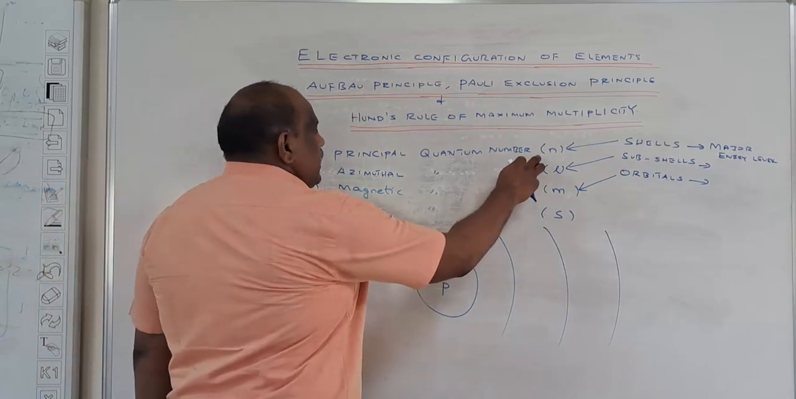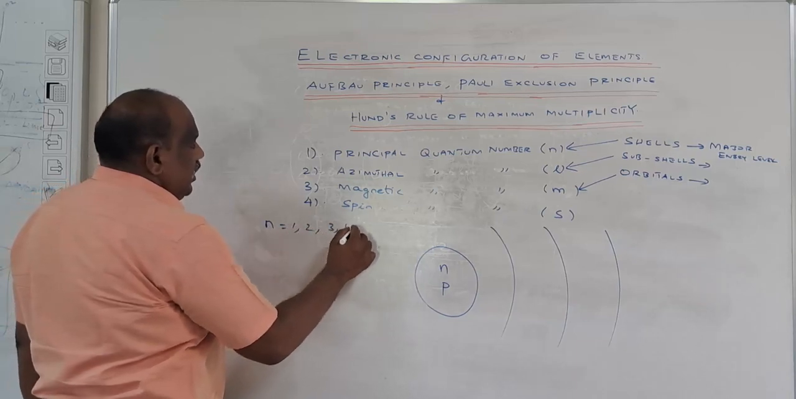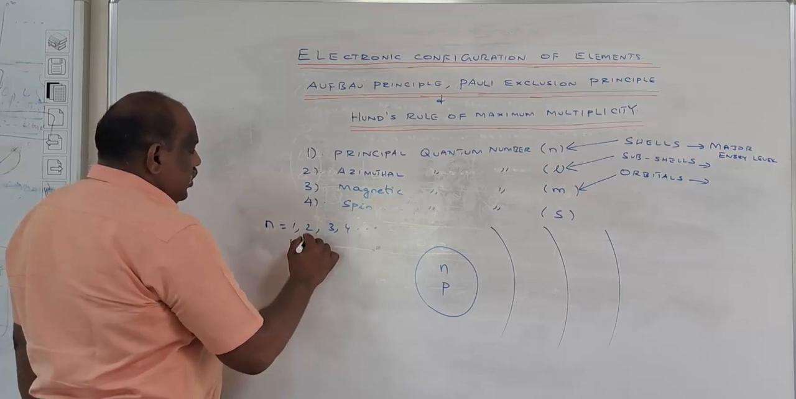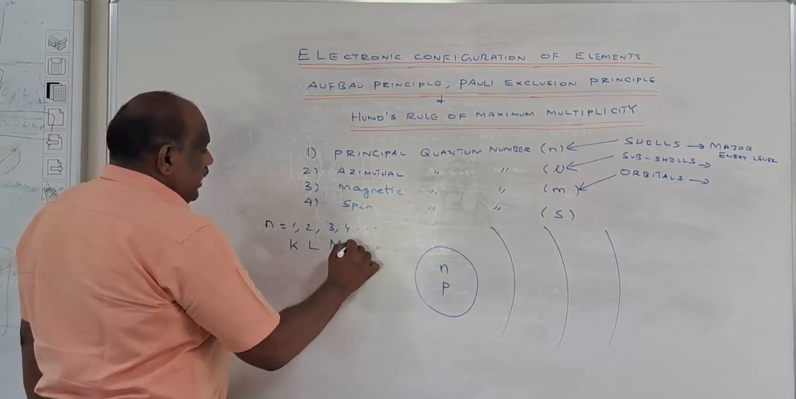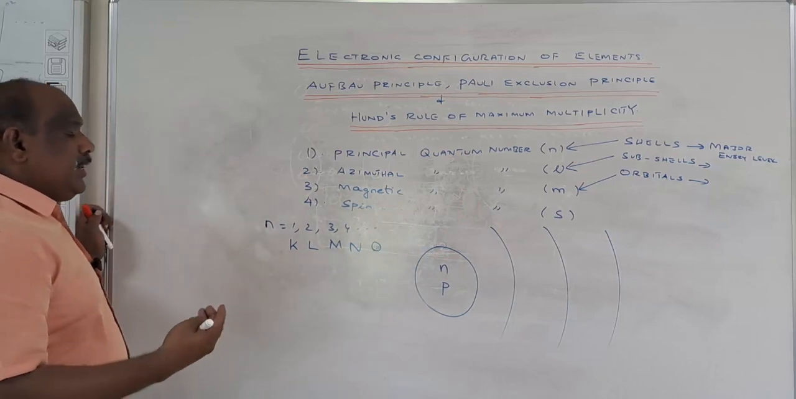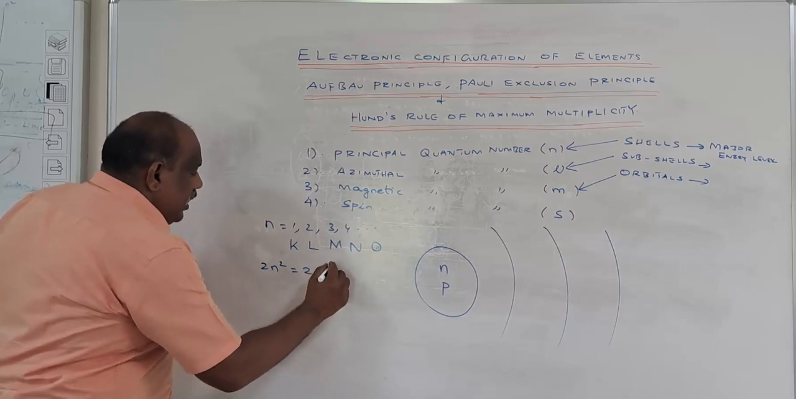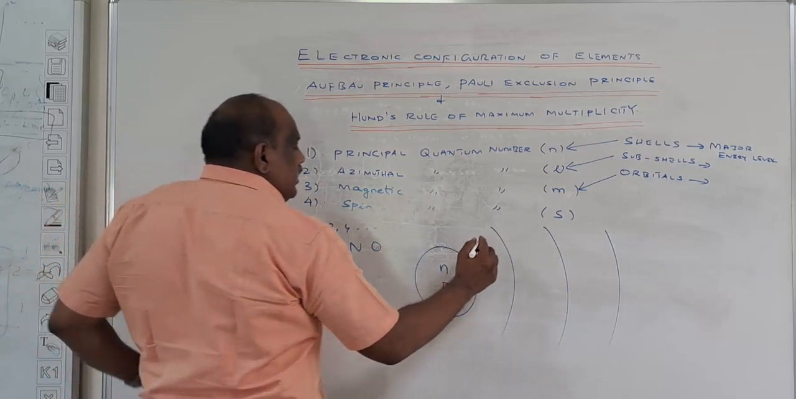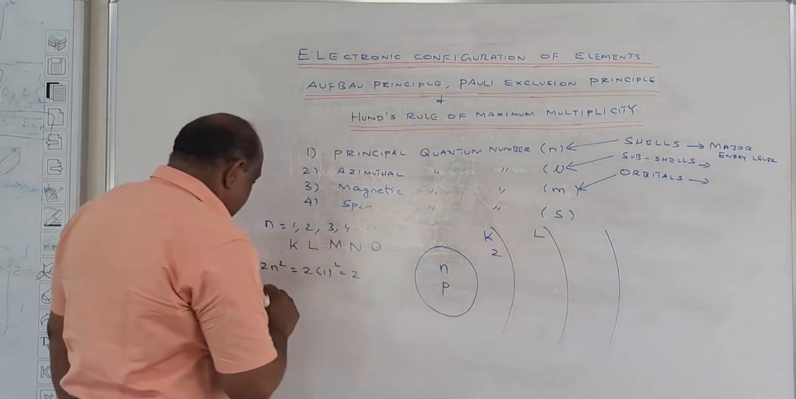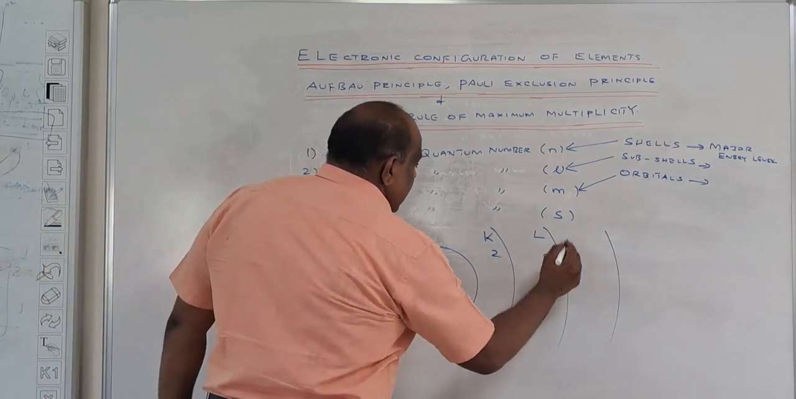And hence, this n can take the values 1, 2, 3, 4, etc. When n equals 1, it is called the K shell, and n equals 2 is called L. Similarly, it's M, N, O, and you can increase further. The maximum number of electrons in each shell is given by 2n squared. So it will be 2 into 1 squared, which is 2. So the number of electrons in the K shell will be 2. The number of electrons in the L shell will be 2 into 2 squared, which is 8.